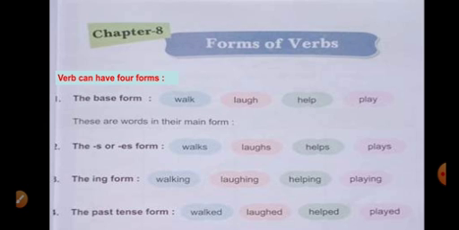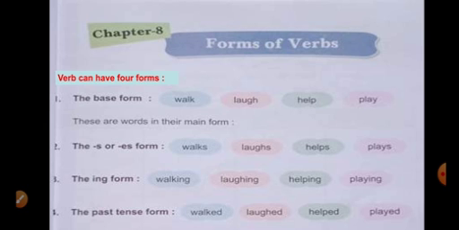Now the third one is the ING form. The ING form of a verb is obtained by adding ing to the base form of the verb. And this form is used in the continuous tense. About the tenses, I will teach you briefly in the chapter on tenses.